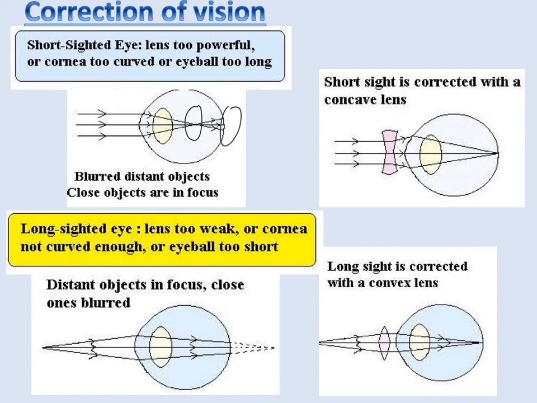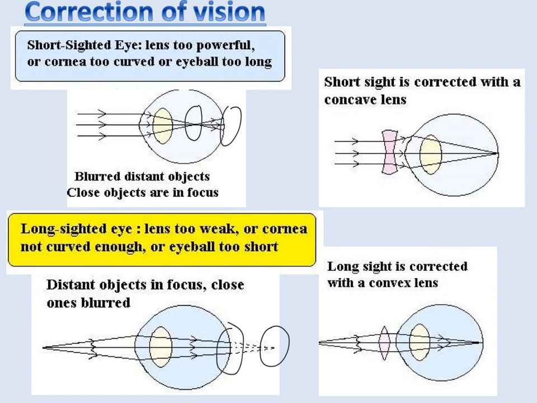Long-sightedness is caused by lenses being too weak, or the cornea not being curved enough, or the eyeball being too short. So essentially what's happening in this case is the lens isn't powerful enough to bring the rays into focus on the back of the retina. So instead they're brought into focus at this point here, rather than on the back of the eye, which is the retina, where those light-sensitive cells are.